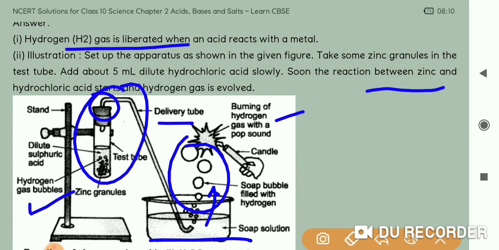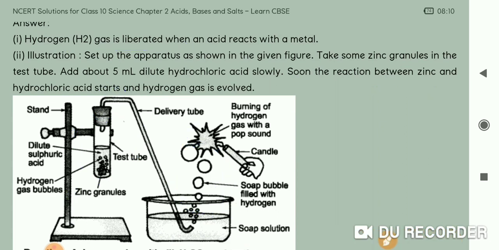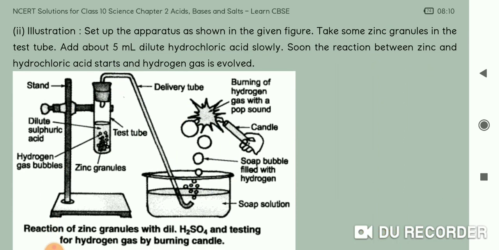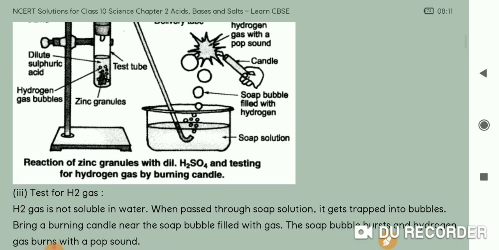So hydrogen gas burns with the pop sound. So whenever this gas is tested, when it produces the pop sound, okay, so that gas is compulsorily hydrogen gas only. So this diagram is required for this. So you can see reaction between the zinc granule with dilute H2SO4 and testing the hydrogen gas by burning a candle. Okay, so you can bring the candle near the bubbles, and if the bubbles burn with the pop sound, then the gas is hydrogen gas. So you can see that easily, you can check.